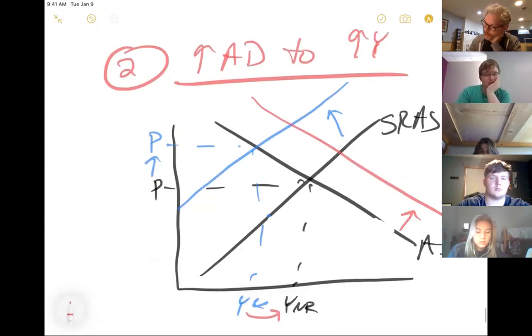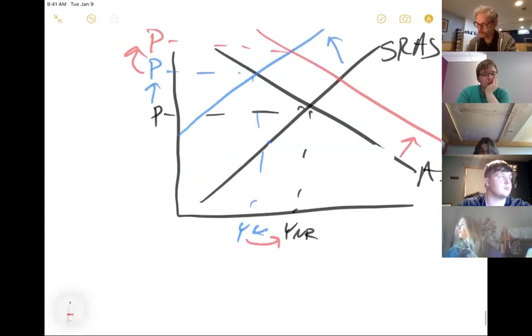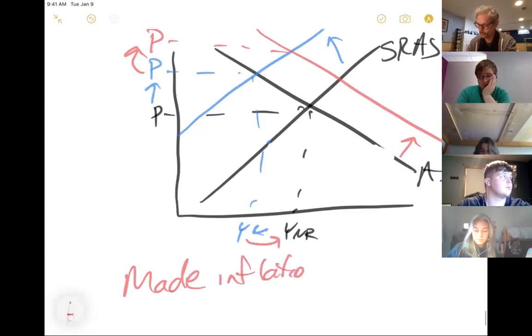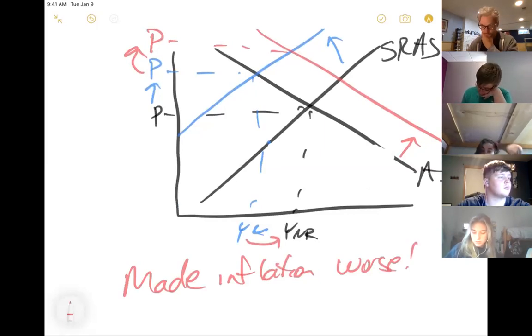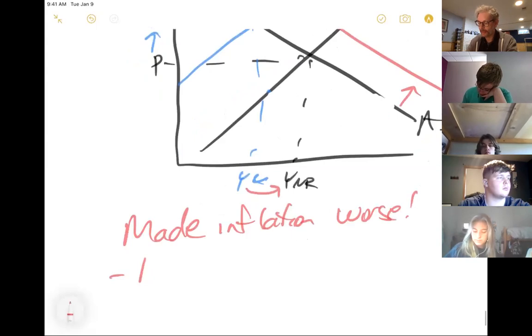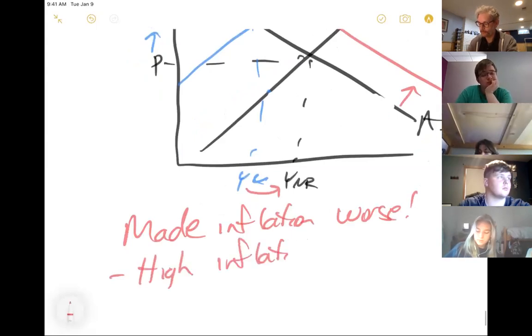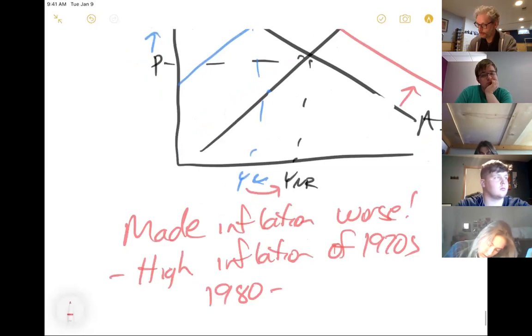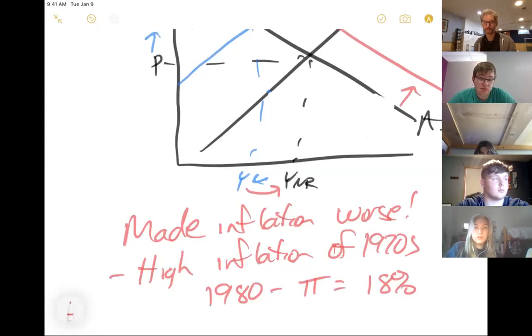Of course, what's the problem with that? It makes the inflation problem worse. And this is where we got the high inflation of the 1970s. By 1980, our inflation rate was roughly about 18% a year, depending upon how you measure it, 18% a year.